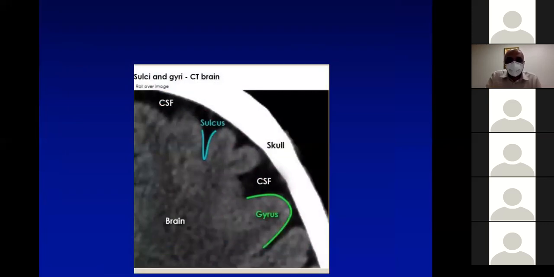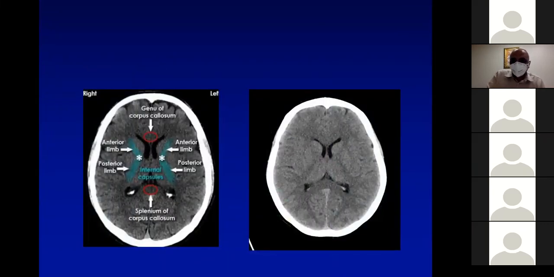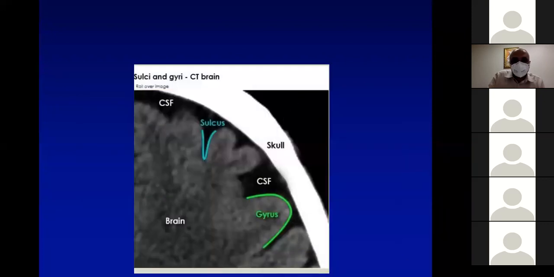This is the magnified image of the axial image. And here you can identify that this is a sulcus, which is outlined in blue. This is a gyrus, which is outlined in green. In between the black area is the CSF. The white rim is the skull, and it is the calcium which appears as white, and various shades of gray are used to indicate the brain parenchyma.